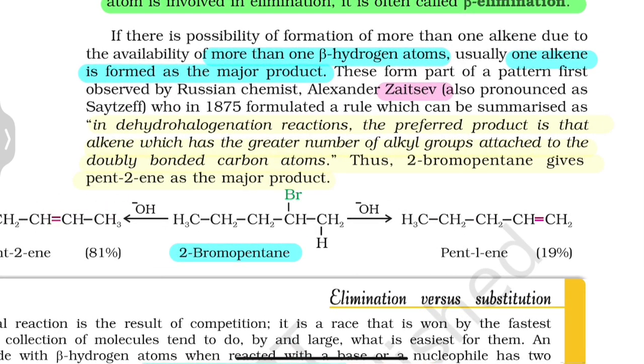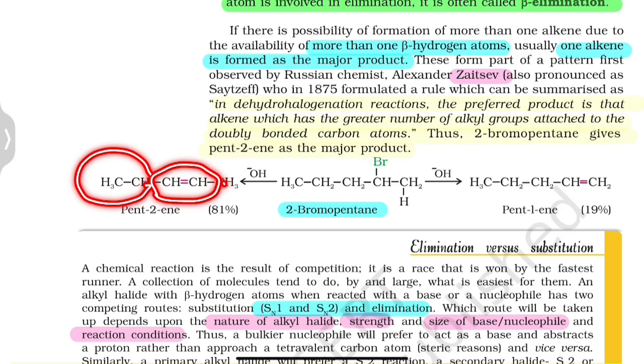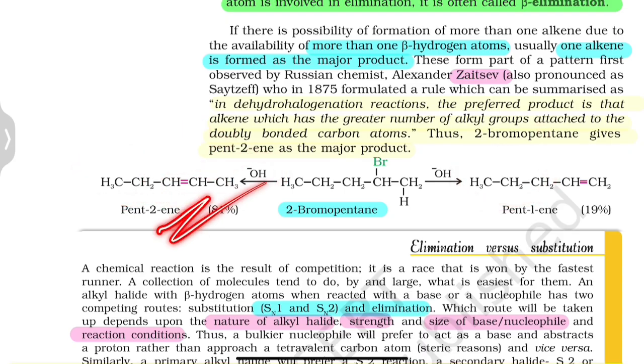Now we will go through the Zaitsev rule. What Zaitsev rule says is, in dehydrohalogenation reaction, the preferred product is that alkene which has the greater number of alkyl groups attached to the doubly bonded carbon atom. So here the doubly bonded carbon atom should have a greater number of alkyl groups. Here there are two and here there is only one. So this will be the major product according to Zaitsev rule.